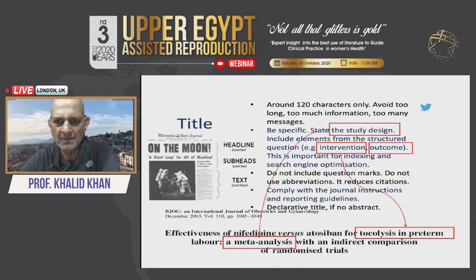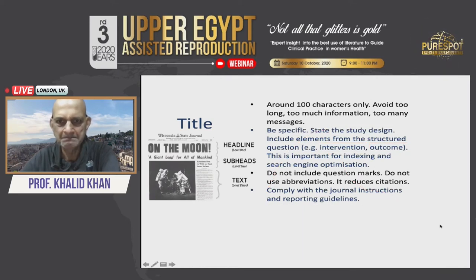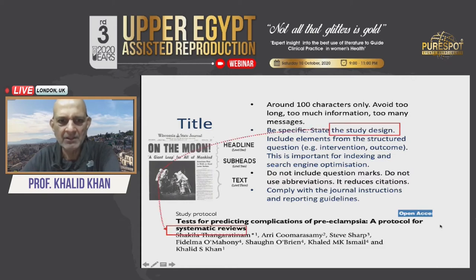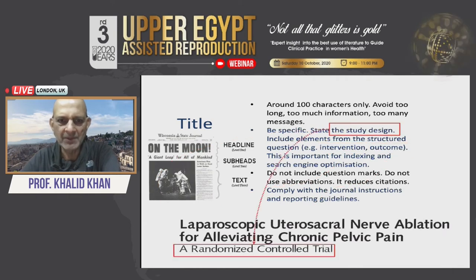The outcome, well, here it's also included inside the term preterm labor. Another example: you can see the design, the intervention, and the outcome.